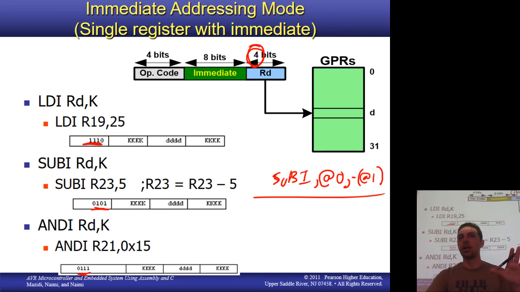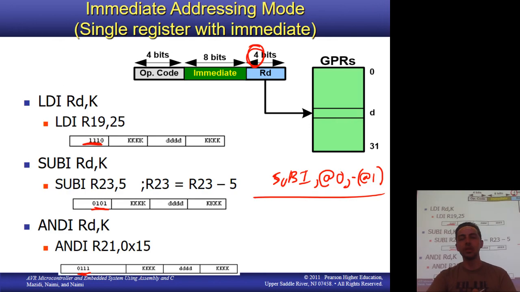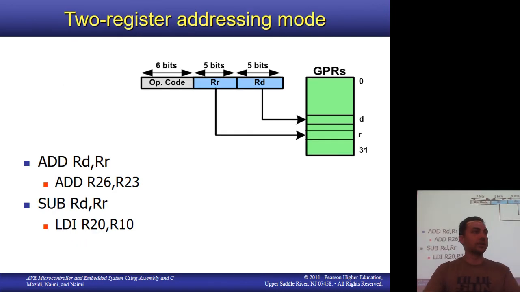But it's single register with immediate addressing mode. It's an addressing mode. Addressing modes describe where the data is coming from. In this case, it's an immediate value. In the previous example, it's coming from a single register. If it's not coming from a single register, it's coming from 2 registers. And we've had our fill of those: add, subtract, and, exclusive or.